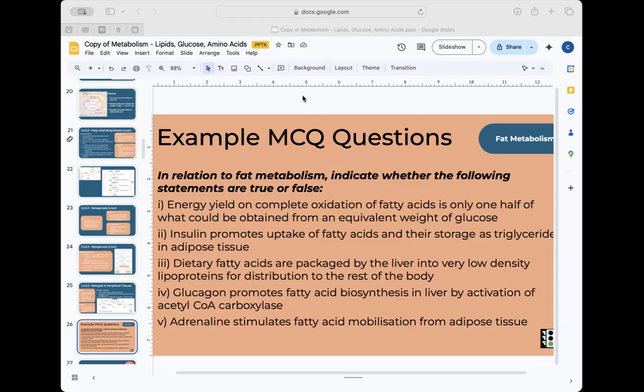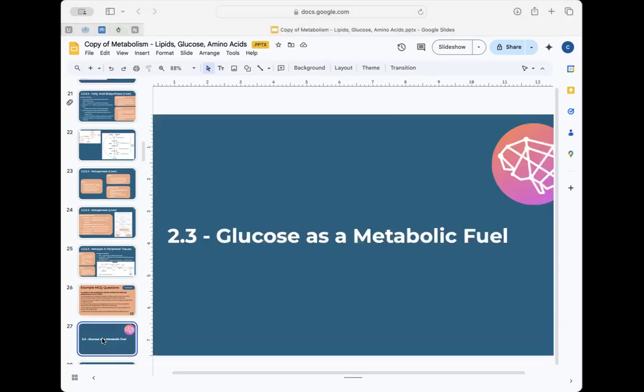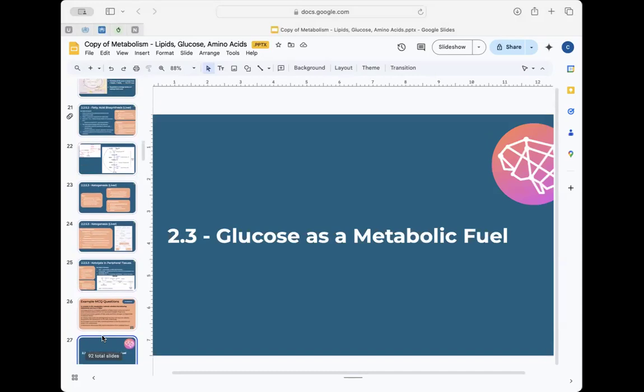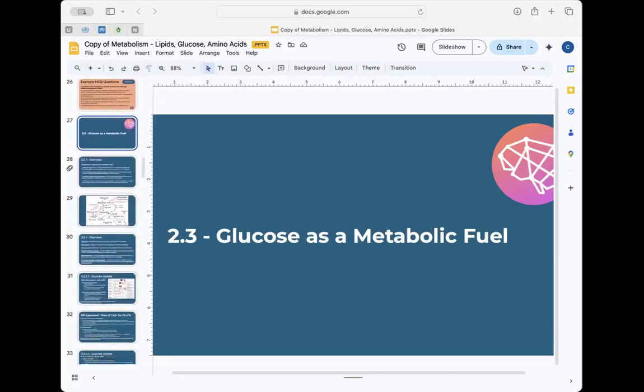Let's have a glance at, well, not really a glance. Glucose is probably the biggest one, as you can tell by your syllabuses. So we'll probably go through the overview stuff relatively quickly, because a lot of it's kind of common sense again.